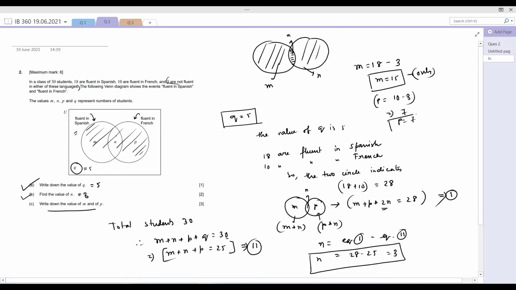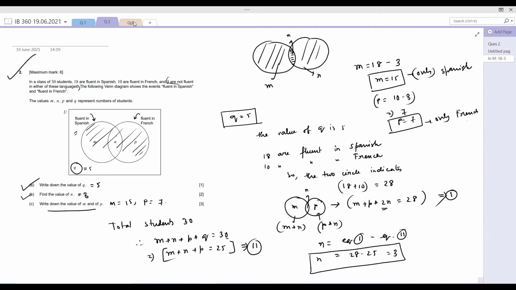This is only Spanish, and this is only French. So this is done. The value of M is 15 and P is 7. Now question number 2 is done.